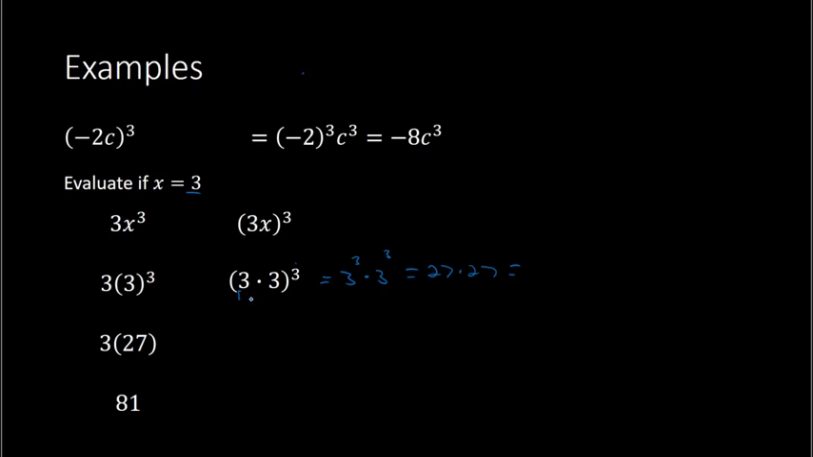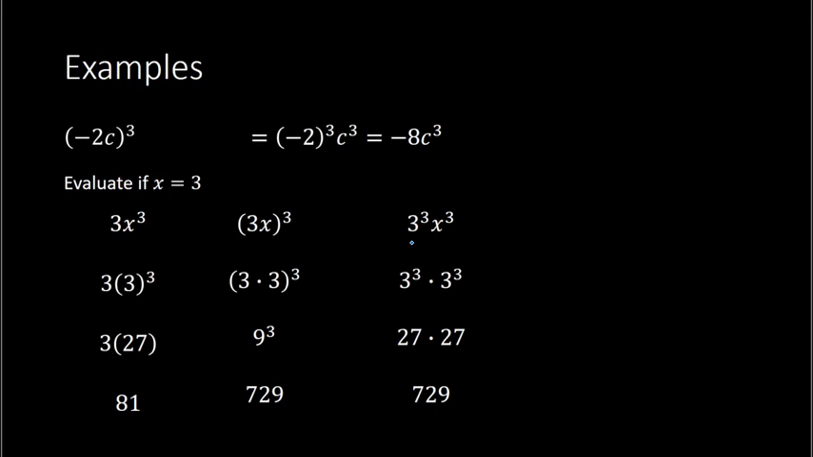The other way is you could just multiply 3 times 3 to get 9, and then raise 9 to the third power, which would be 9 times 9 times 9, which would equal 729. And that is the same thing you would have gotten over here. Okay, another example, we have 3 cubed times x cubed. So we plug in the 3 in for x, so we have 3 cubed times 3 cubed. Well, 3 cubed is 3 times 3 times 3, which is 27. And then we have another one of those, so 27 times 27, and that would also equal 729.